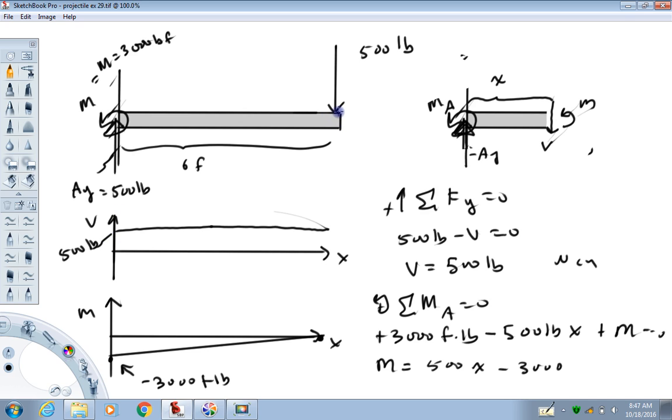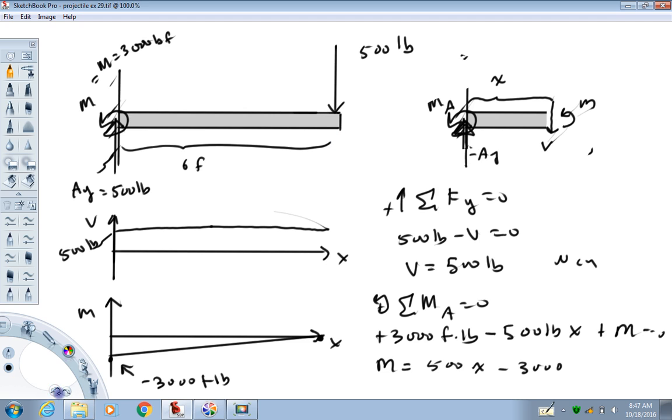If we imagine this 500 applied right to the end, and imagine a free body of just this small beam on the right, a free body of just this little piece would have to have a 500-pound shear force up. And up is the assumed positive direction for the right-hand side of the beam. So again, go back and look at sign convention for beams if you're not familiar with what I'm talking about.